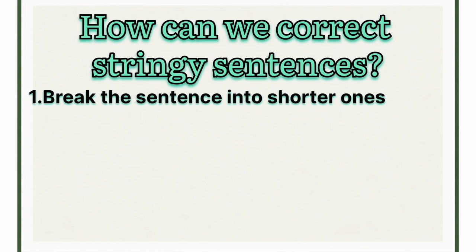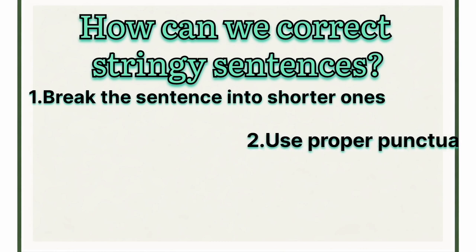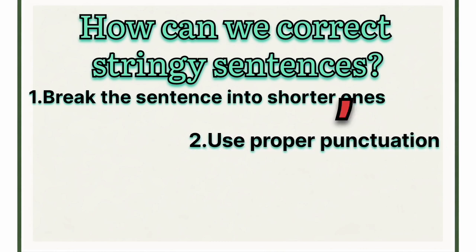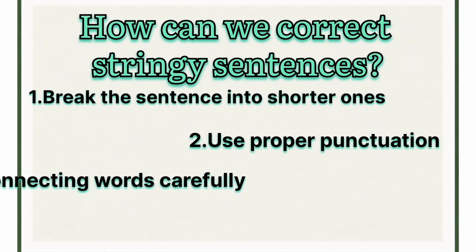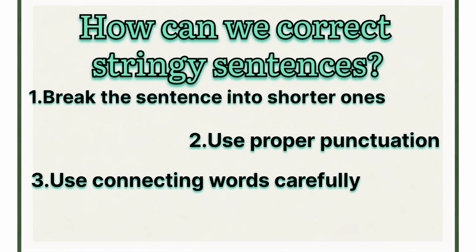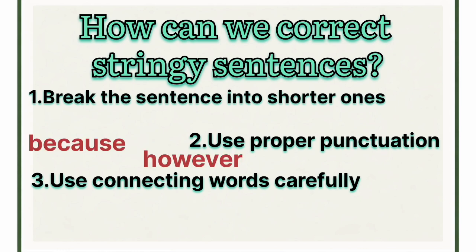Break the sentence into shorter ones. One main idea per sentence. Use proper punctuation. Use commas, periods, or semicolons instead of repeating and. Use connecting words carefully. Replace repeated and with words like because, however, therefore, although, as a result.